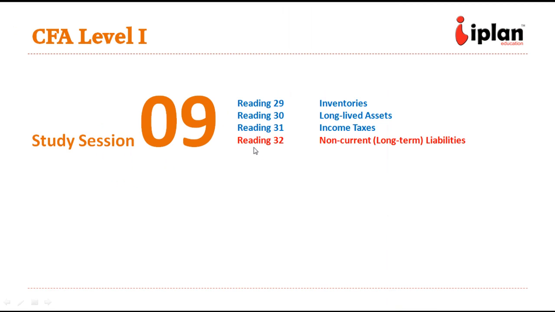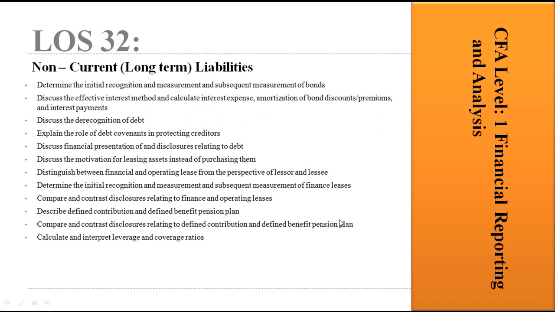Now let us move to the last reading of study session 9, which is non-current or long-term liability. Under this LOS, we are going to determine for the bonds the initial recognition and measurement and subsequent measurements. Then we'll discuss the effective interest rate method, and accordingly we'll calculate the interest expense, amortization of bonds at discounts or premiums, and interest payments. We'll also understand the derecognition of the debt.